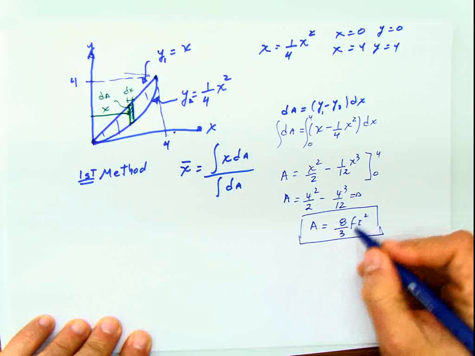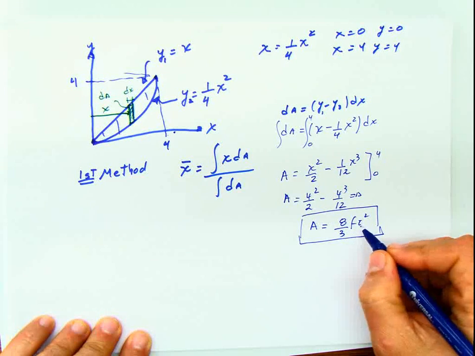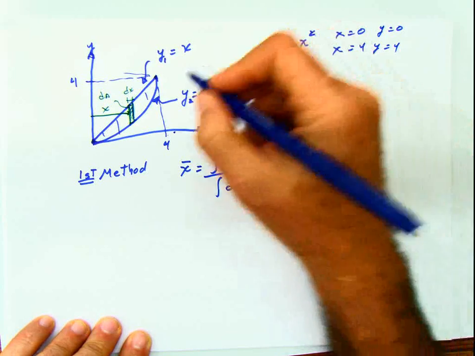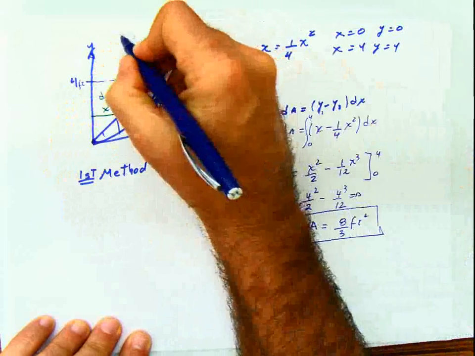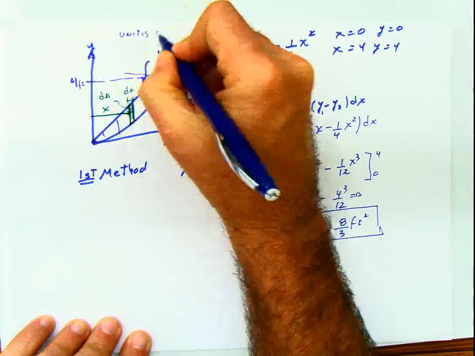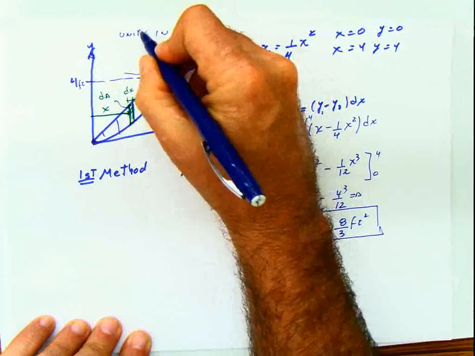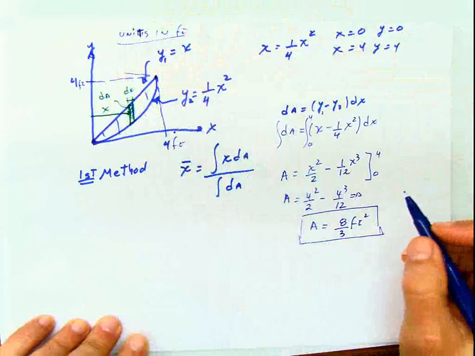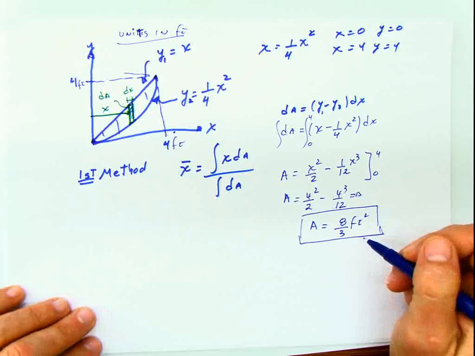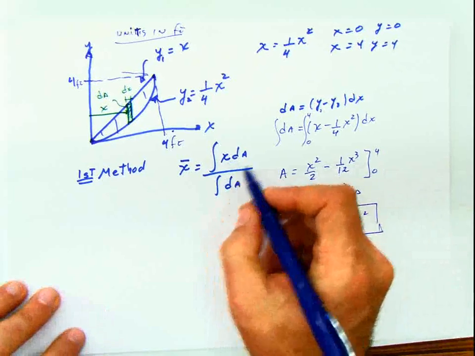Or if you don't have this unit here, well, it doesn't matter, unit square. But let's say this is feet and this is feet, because the units are in feet. Once we have the area, then we can come back here.